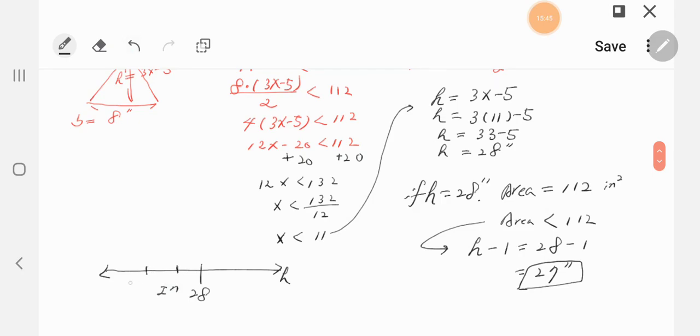27, right? 26. So less than this number, not including this, and h has to be less than this number, 28. So the maximum integer is what? Isn't it 27? This one, right? 27, not 26. So the closest integer to 28, but less than 28, is 27. So that's what we find. So that's the answer.